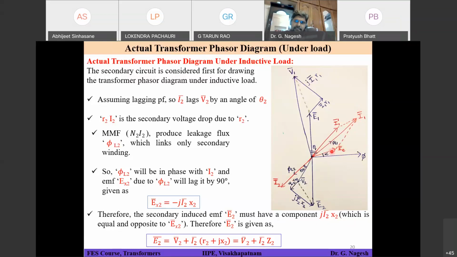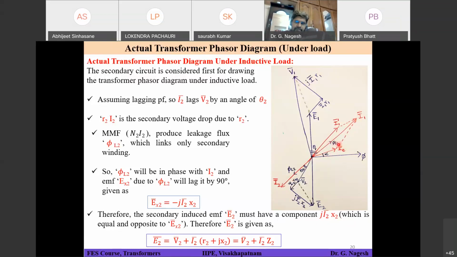Why did this phase angle come between IE and phi? Because of the hysteresis loop, sir, because of the transformer magnetic core. Okay, right.